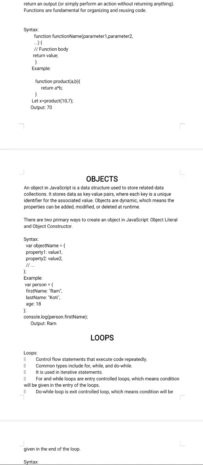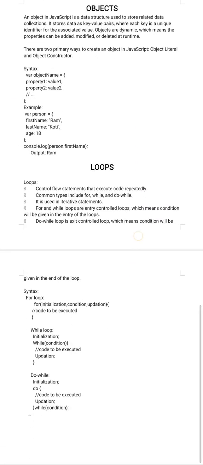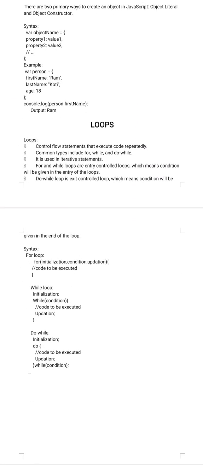Deleting properties. To delete a property of an object, use the delete operator. Note that you cannot delete inherited properties or non-configurable properties. Loops. JavaScript loops are essential for efficiently handling repetitive tasks. They execute a block of code repeatedly as long as a specified condition remains true.